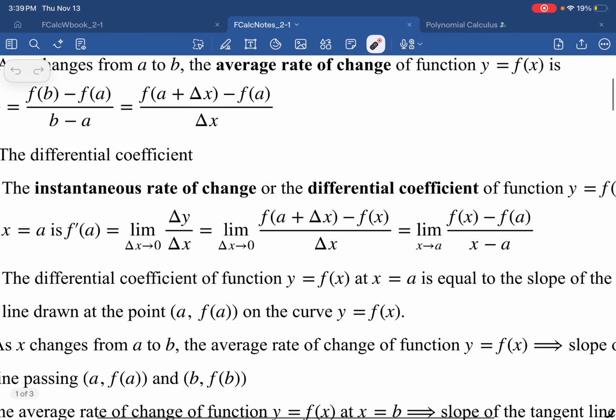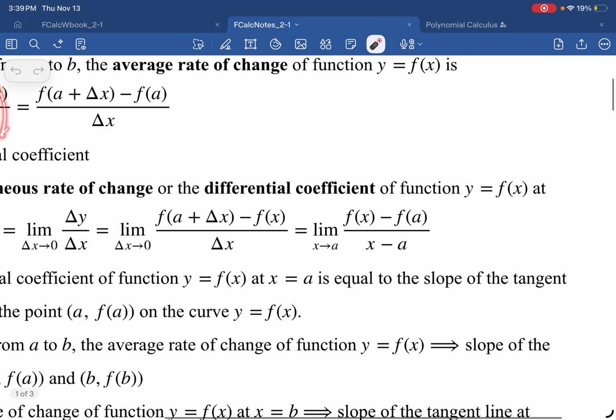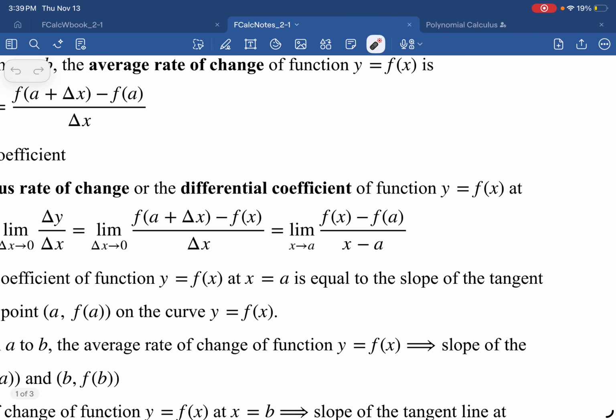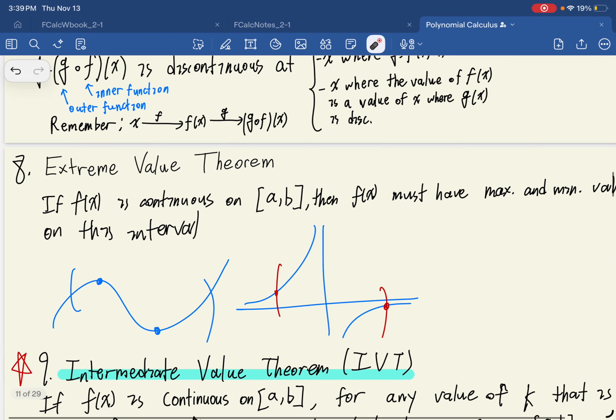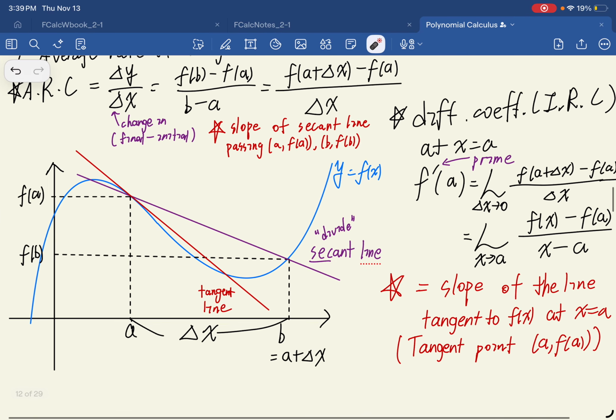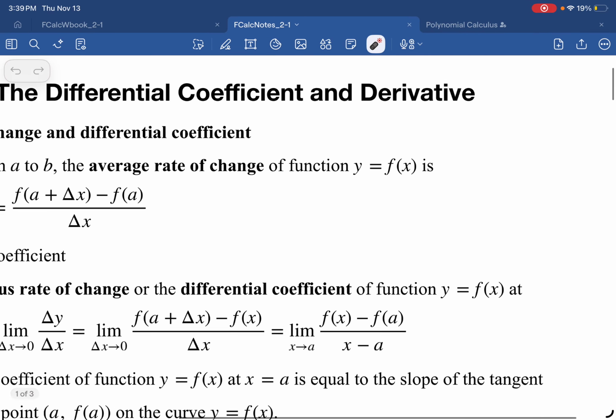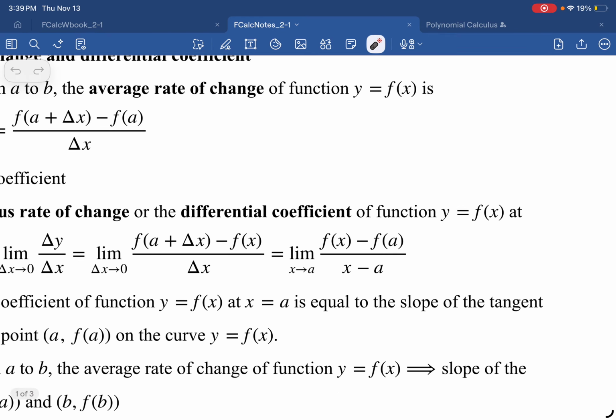So if we use this form, we get the limit as delta x goes to 0 of f of a plus delta x minus f of a over delta x, right? This is the average rate of change, and we're sending delta x to 0. Or alternatively, we can use the first form and just simply say, I'm going to move this point, if we go down, I'm going to send this to A. So if you can see here, we have the limit as x goes to a of f of x minus f of a divided by x minus a.